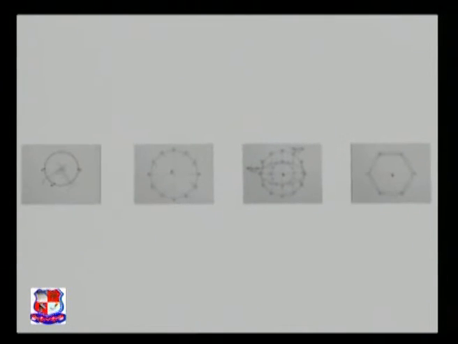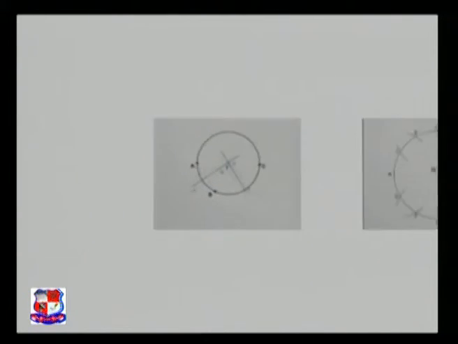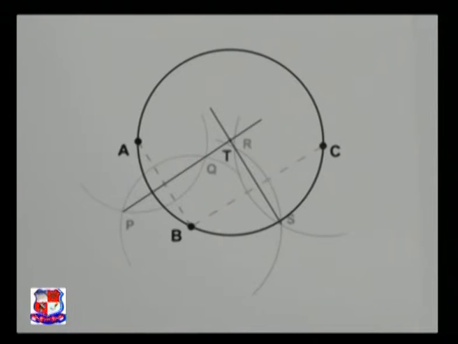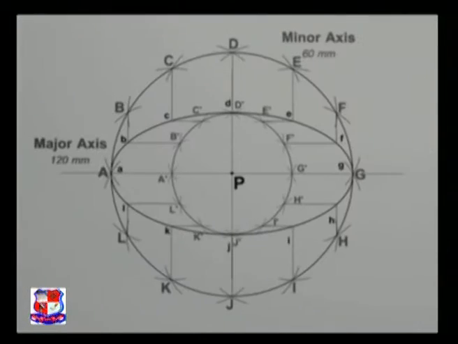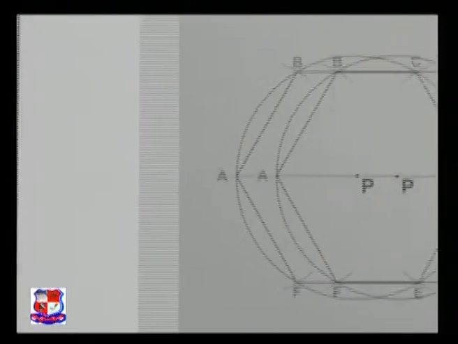In this last session on geometrical constructions, we will learn to draw a circle through any three non-collinear points, then divide a circle into equal parts, and then we will construct an ellipse along with a regular polygon.